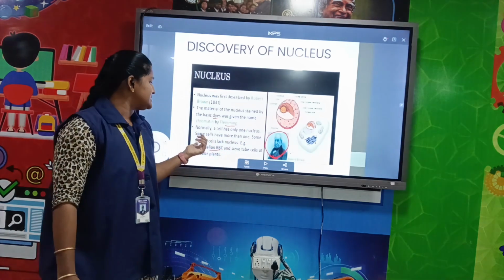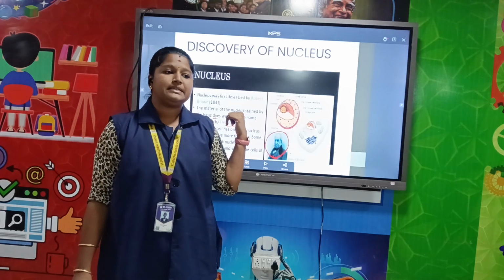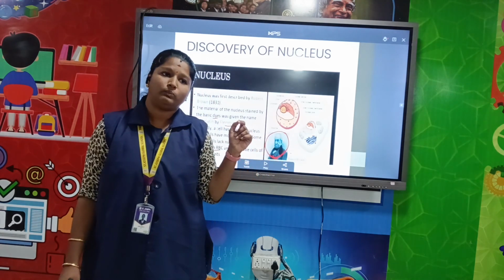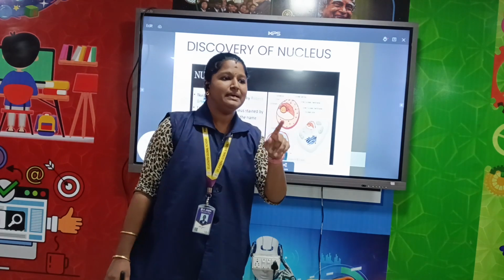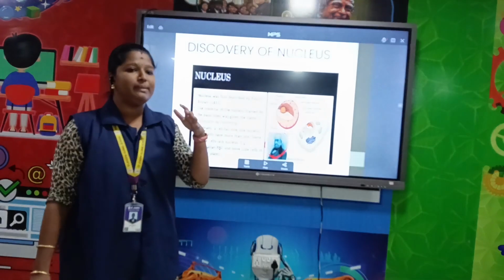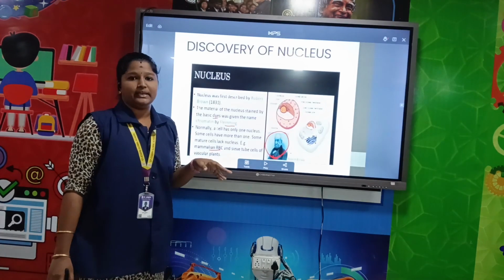As well as in plants, the sieve tube cells. Where are sieve tube cells present? Is it xylem or phloem? Yeah, phloem is the correct answer. Phloem is specially for food; all the food materials are transported through the phloem. So that's why they lack a nucleus.